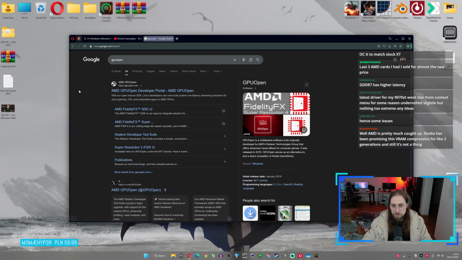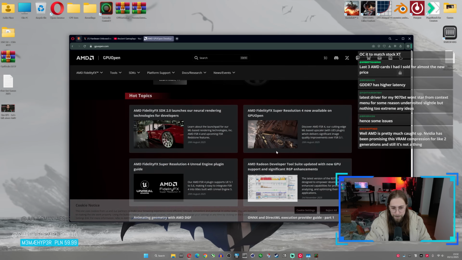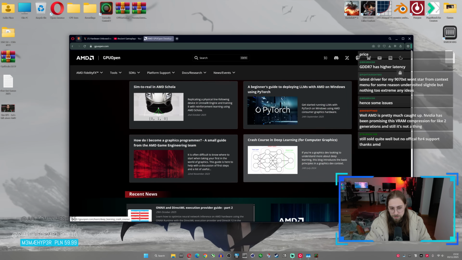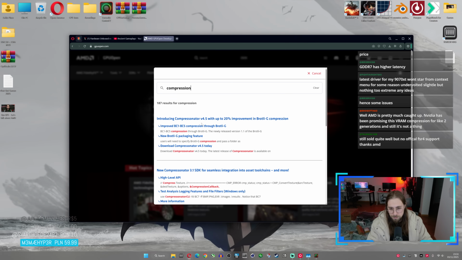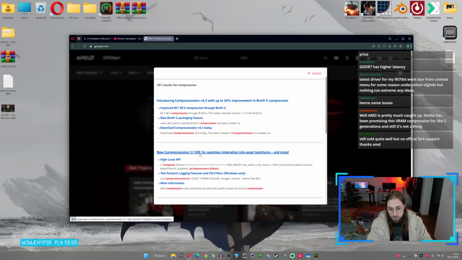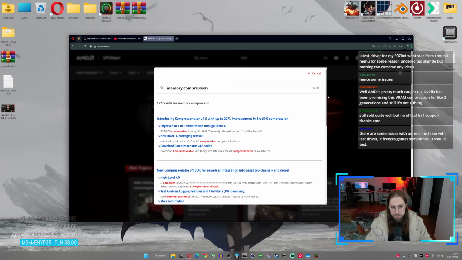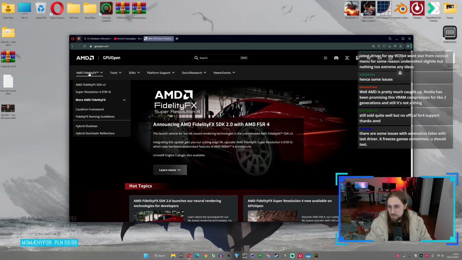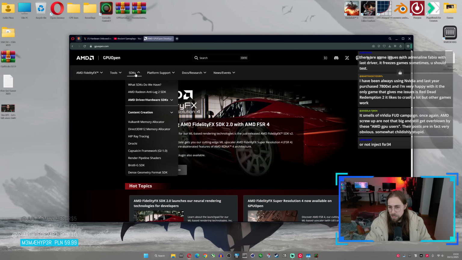Let me just see what we have here. The plugins and so on. I saw something like that. The memory compression. Well, maybe not here, but I did see it. Hybrid shadows, stochastic reflections, SDKs.